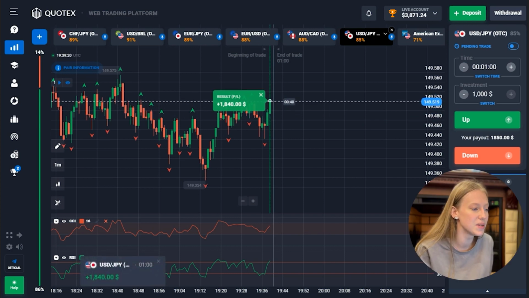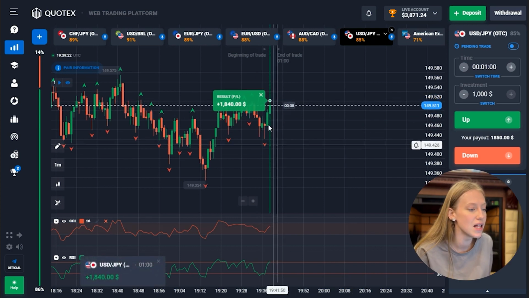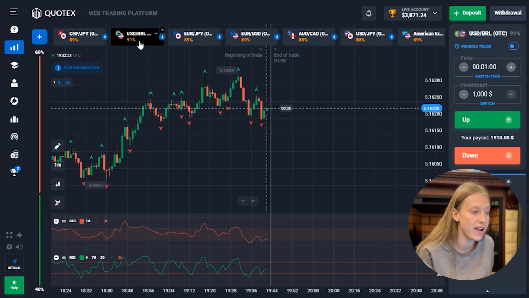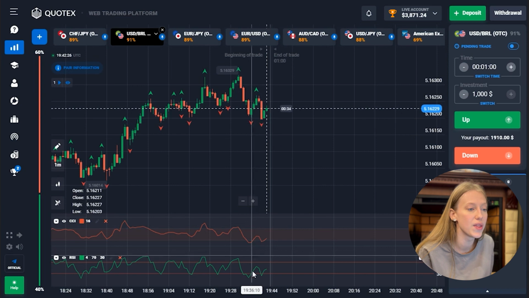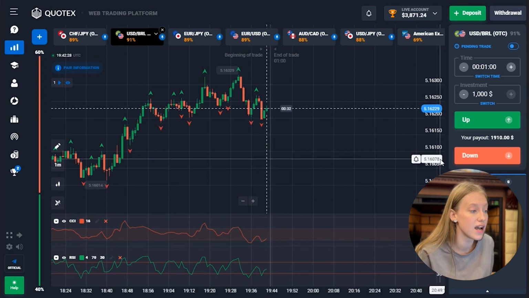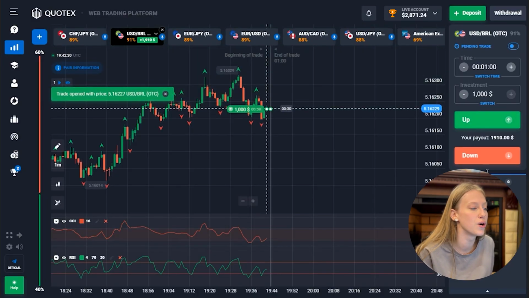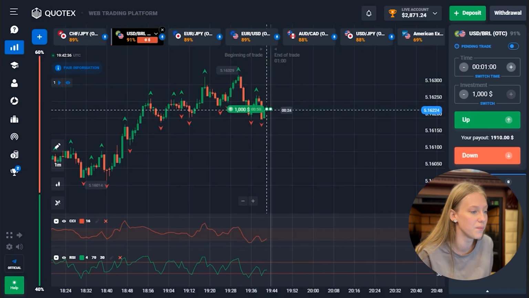So guys, another profit despite the fact that the fractal appeared after we opened the trade. On this currency pair, we see a fractal that is below the candles. Both the RSI and the CCI indicators point to an upward movement. They have crossed the 130 levels, which means that we can go long according to the 1-minute strategy.